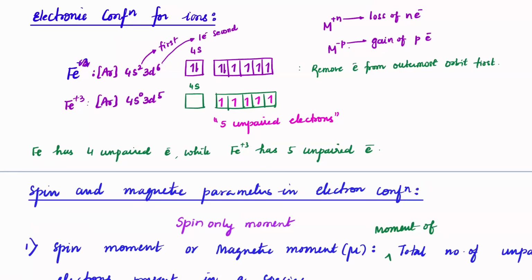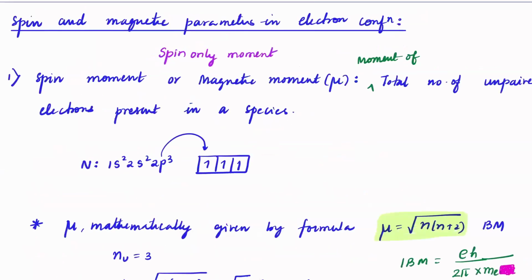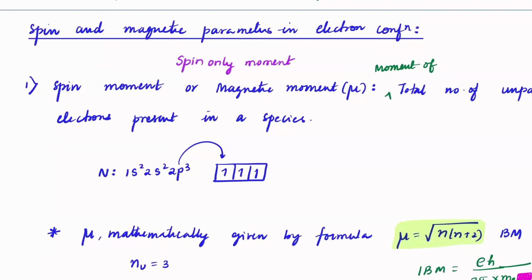This becomes a very important application. That is, this data of unpaired electrons becomes a very important application. What are all the applications? You check out those parameters. There are mainly 4 parameters that we will discuss from now.